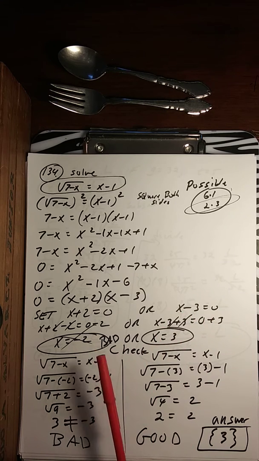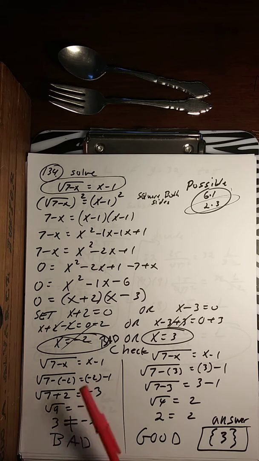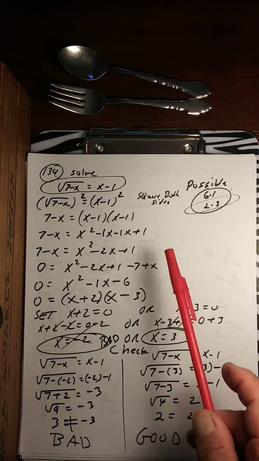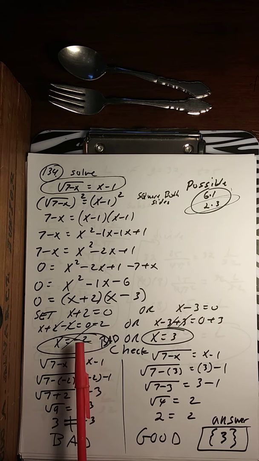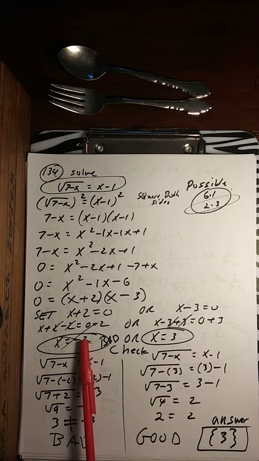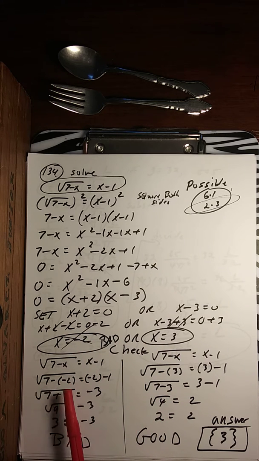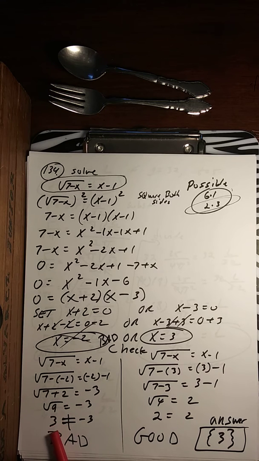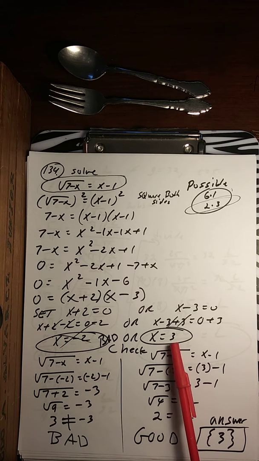Check the numbers. Like again, you go somewhere, Whataburger or whatever, Mom Margie's, you go eat, check your order. Is this correct? This is maybe. Check it. Put the negative 2 in there. 7 minus negative 2, 7 plus 2 is 9. So that's square root of 9 is 3. Negative 2 plus 1, negative 1. 3 and negative 1, bad. It doesn't work. It's wrong.